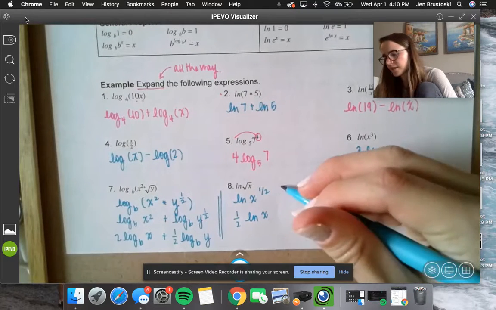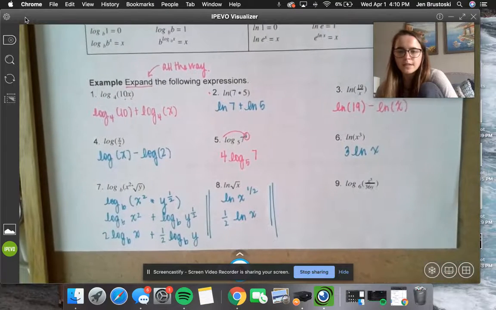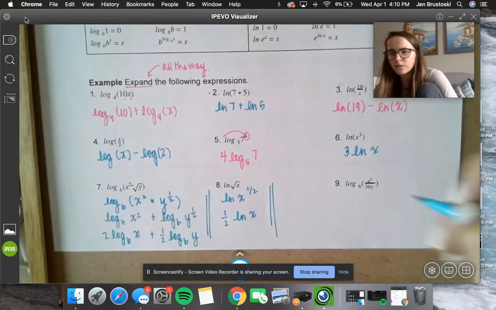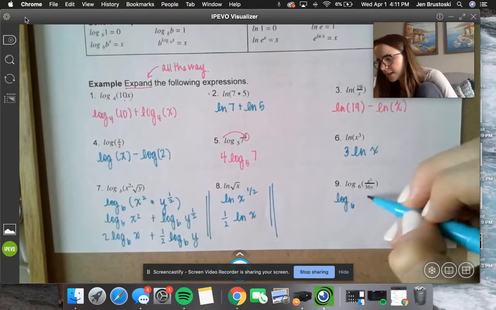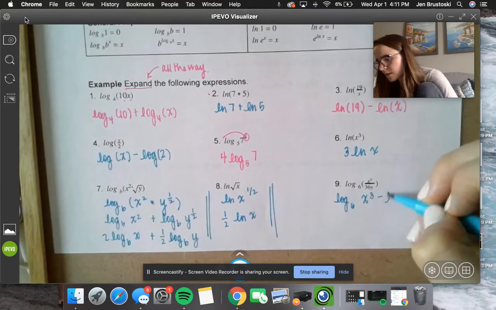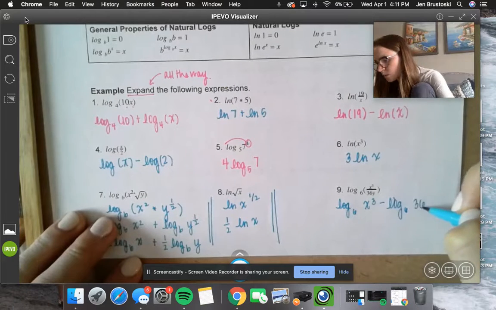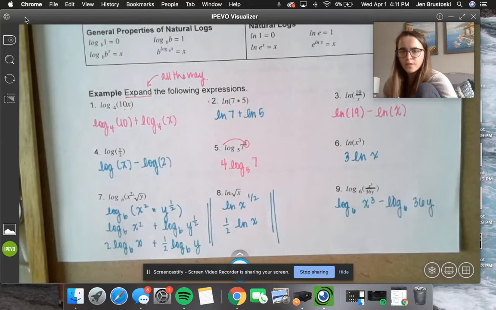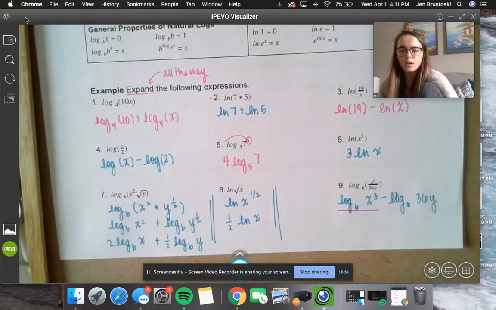All right, finally, our last example. I've got log base 6 of x to the third over 36 to the y. All right, I don't like the division. Let's get rid of that right away. So I have log base 6 of x to the third minus log base 6 of 36y. Let's just focus on the first part here. I can clean that up real nice. Just move the 3 out to the front.